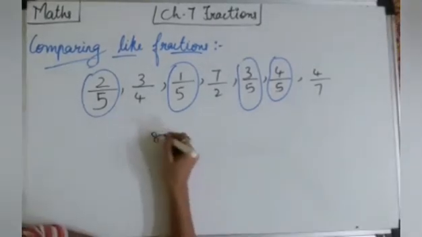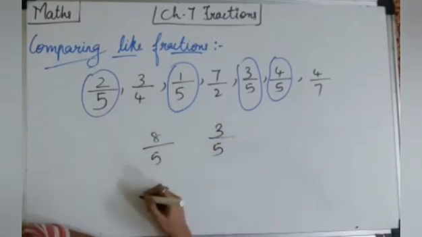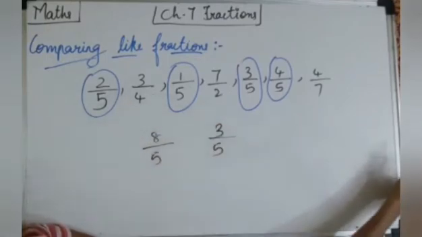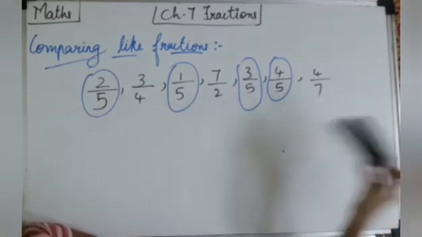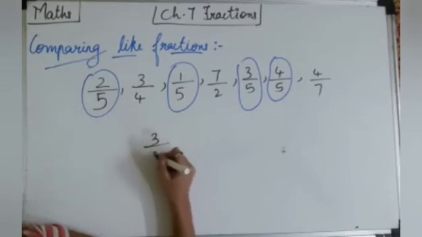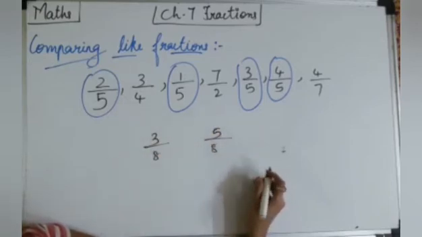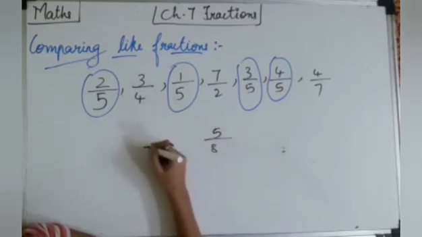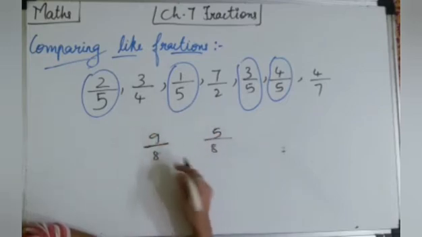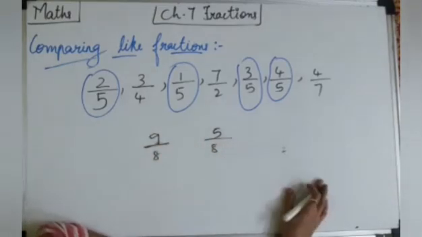If it is written 8 upon 5 and here it is written 3 upon 5. Okay, the denominator 5 we have done. So we'll change it and do 3 upon 8 or 5 upon 8. Nine upon 8 or 5 upon 8. So which one is the greater one?